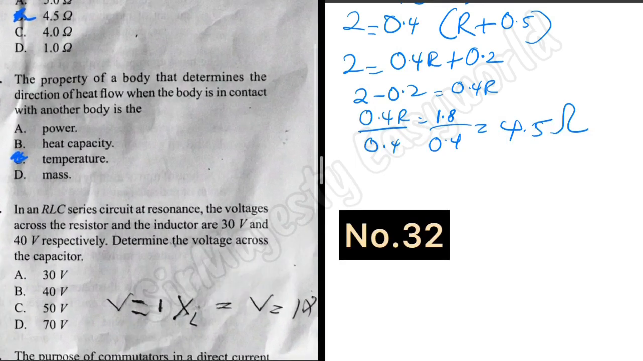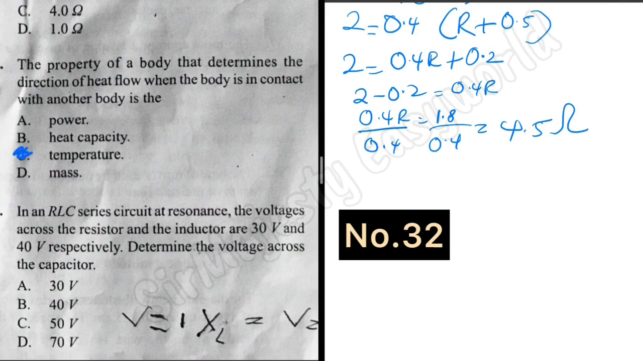So the next question is, in an RLC series circuit at resonance, the voltages across the resistor and inductor are 30 volts and 40 volts respectively.